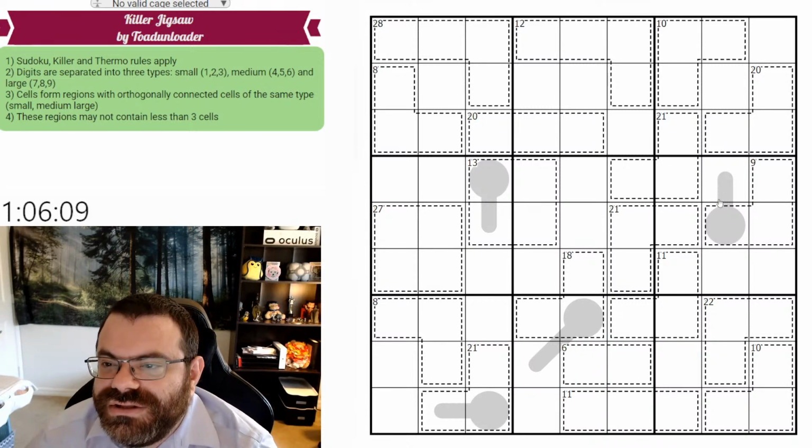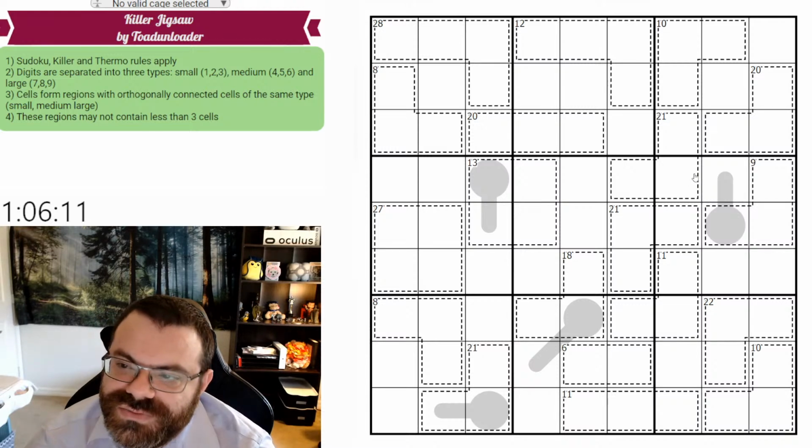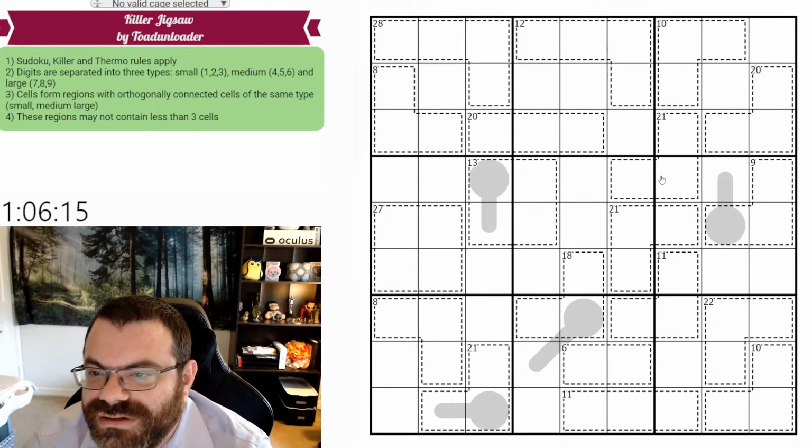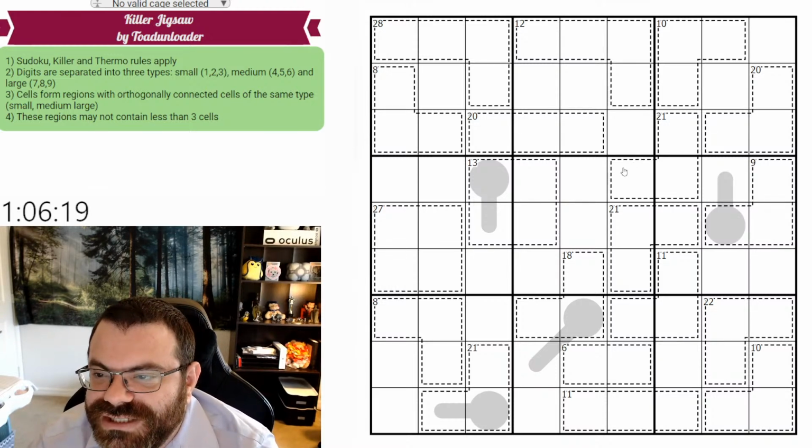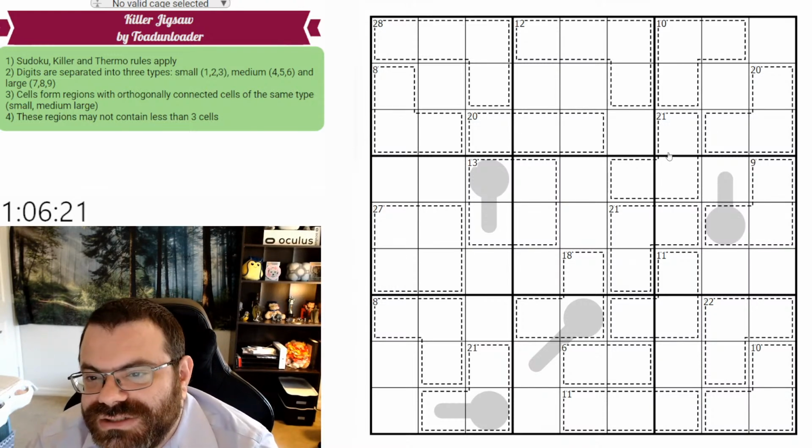Digits are separated into 3 types, small, medium, and large. So small is 1, 2, 3, medium is 4, 5, 6, large is 7, 8, 9. So if you're used to entropy, then it's the same grouping. Cells form regions with orthogonally connected cells of the same type. So these regions may not contain less than 3 cells.